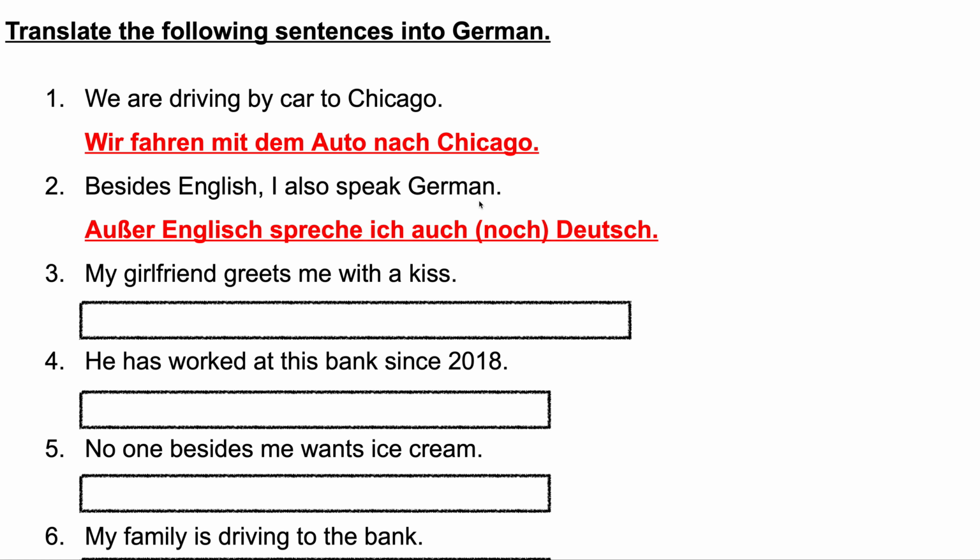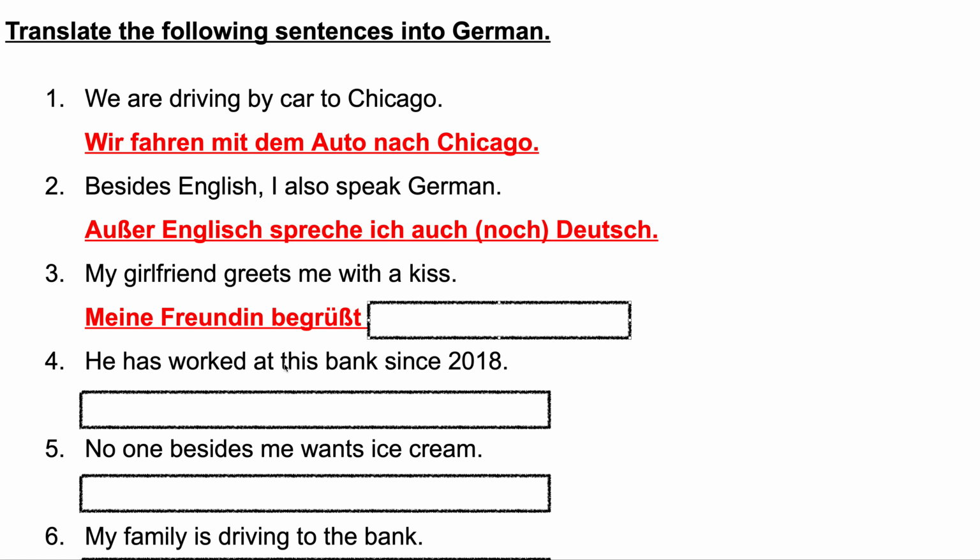Nummer 3, my girlfriend greets me with a kiss. So in this one, we start off with my girlfriend, which is meine Freundin. And then we have to figure out what the verb greeting is, which is begrüßen. And to go with the Freundin over here, we have to use the T ending, which is begrüßt. Me, the person being greeted, is not a dative object. This object here is the direct object of the sentence, so it has to be the accusative mich.